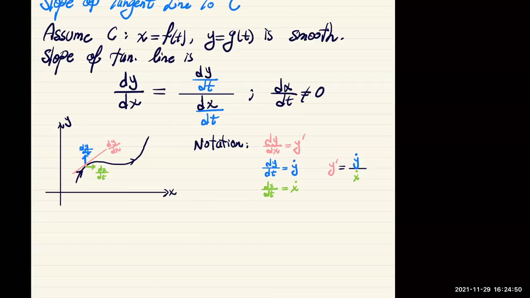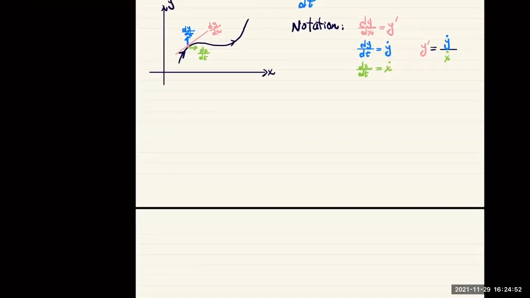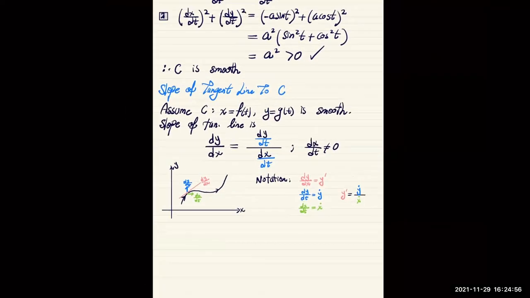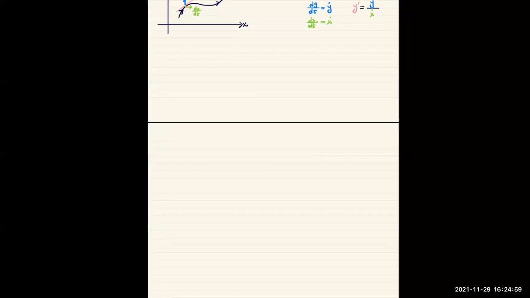Okay, so let's do an example. Let's go on the next page.